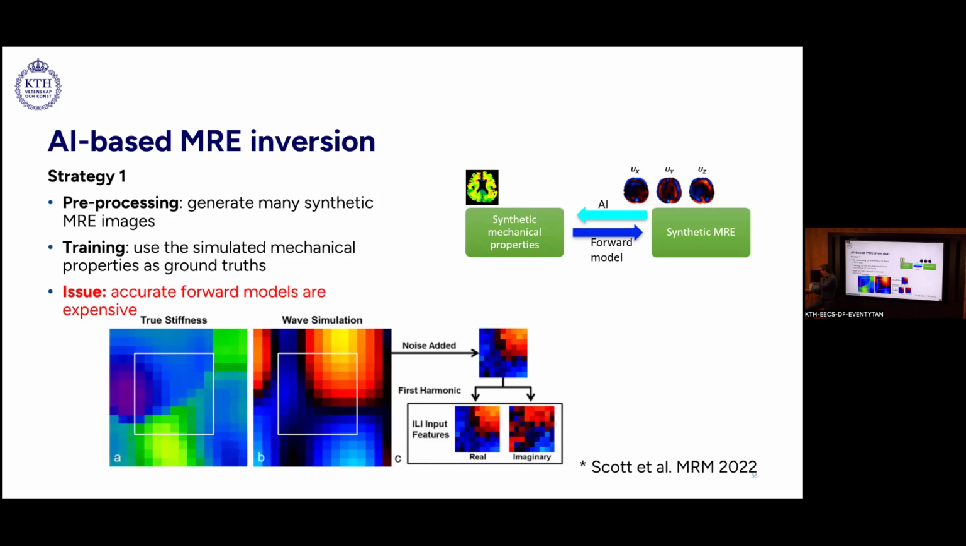Actually, this is not our work, but it's from another group. So what they did was to have true stiffnesses, simulated ones, and then you can just simulate these wave propagations and use these true stiffnesses as the ground truth. And it works. The problem is that generating these wave simulations from true stiffnesses is already hard if you want to make it accurate. And the other problem is that you are not really using real data. So then it's uncertain if this is modeling what you are getting with the scanner.